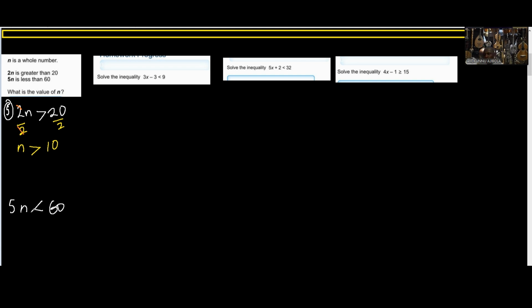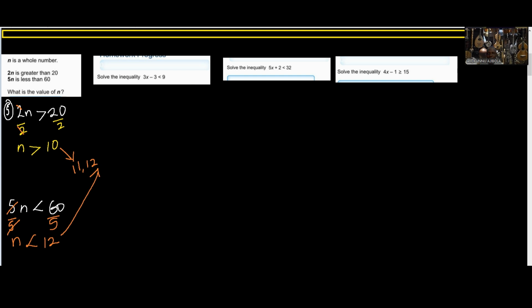Then from the second expression, if you divide by 5 to find your n, this cancels this. Then you have n less than, what is 60 over 5? That is 12. n is less than 12. Okay? So if n is greater than 10, what are the numbers greater than 10? That's 11 and 12 and so on. But n is less than 12, right? Then what is n?